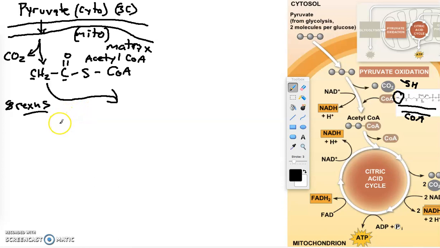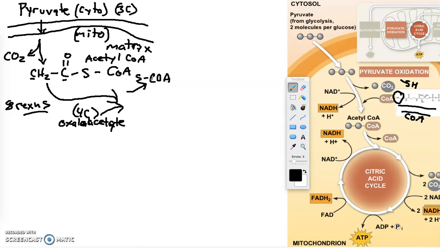Now you don't need to know its shape or anything like that, but do understand that I'm just going to count the carbons. So we have a 4 carbon molecule, and you don't need to know this, but oxaloacetate. Acetate. Okay. So what we're going to do is we're going to combine acetyl-coenzyme A with oxaloacetate. In the process, we remove the CoA.